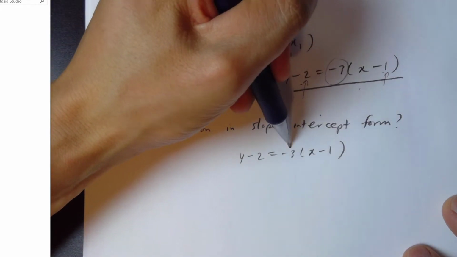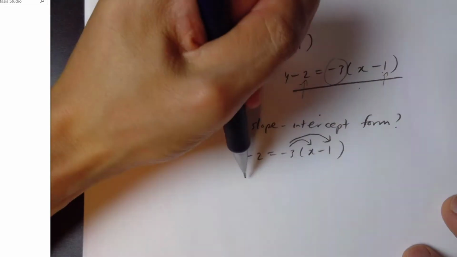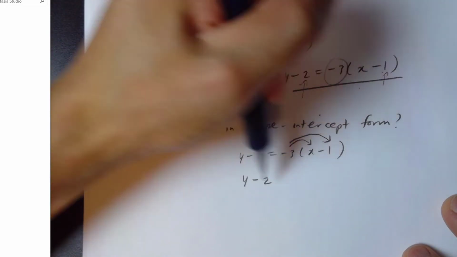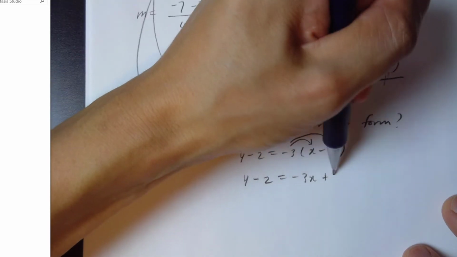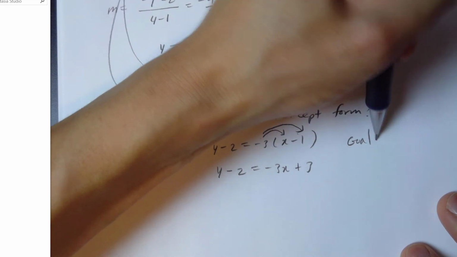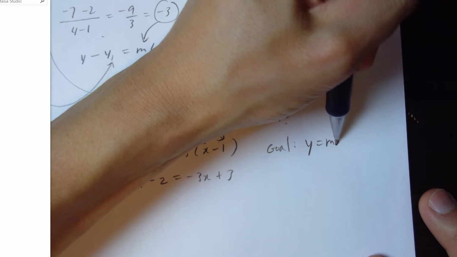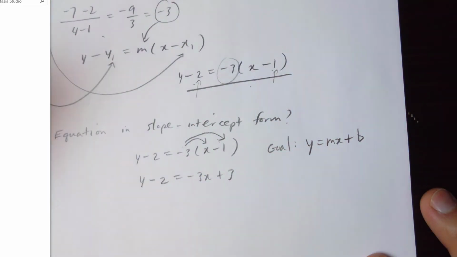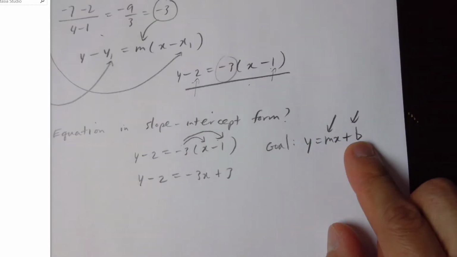There's a bracket here, so we're going to distribute. We're going to feed the dog, feed the cat. So what we have is y minus 2 is equal to -3x. -3 times -1 is +3. And slope-intercept form, the goal is to get y equals mx plus b. This is the slope, this is the y-intercept. So we have a slope here and a y-intercept here.